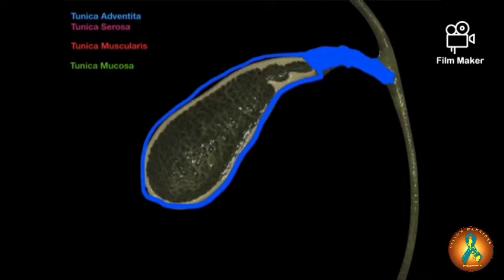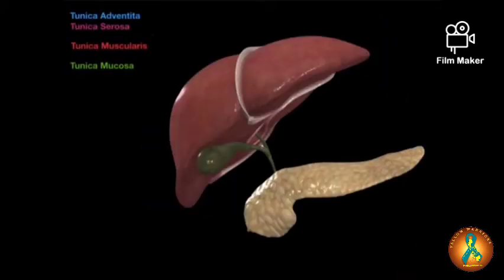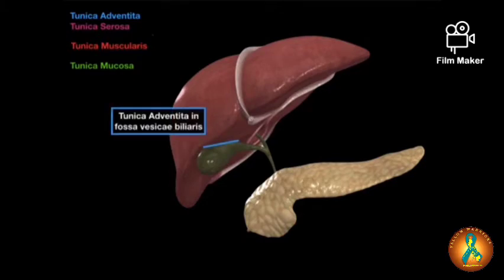by the peritoneum. So if you look at this picture right here, the only part covered in tunica adventitia is right here in the fossa vesicalis biliaris. But the rest of the gallbladder is covered by the peritoneum and therefore has the name tunica serosa.